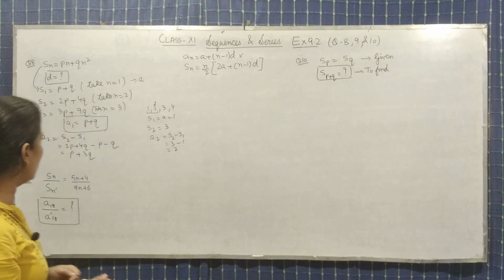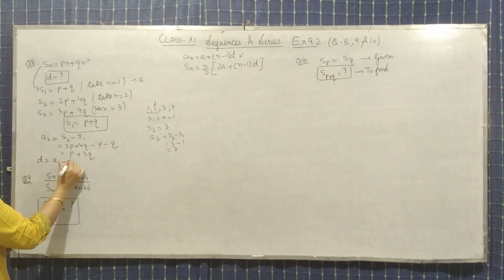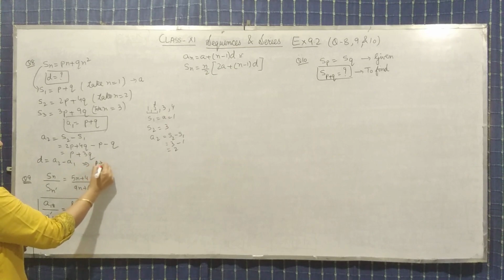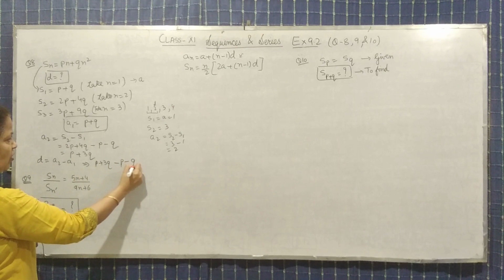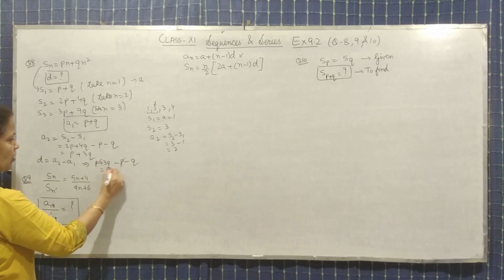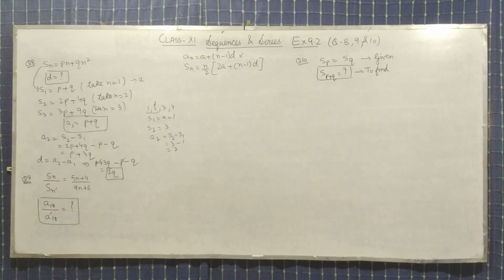And how will you find out the common difference now? Common difference D is A2 minus A1. So it will be A2, P plus 3q, minus A1, so minus P minus Q. Cancel it. You will get 2q. So this 2q is the common difference. Is it clear?